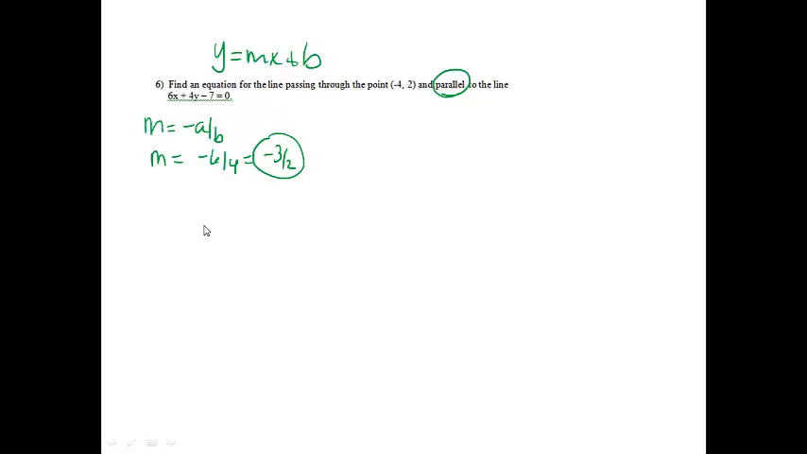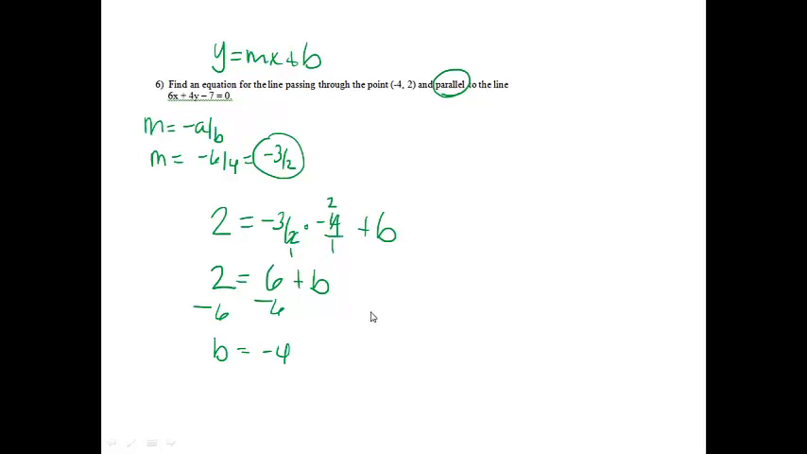And then when I do the y equals mx plus b, 2 will be my y, m is negative 3/2, negative 4 is the x, plus b, and I'm going to put a 1 underneath that 4. So I'll get 2 equals, I'm going to cross cancel the 2 and the 4 here, so I'm going to end up getting positive 6 plus b. I'll subtract 6 from both sides, I'll get b equals negative 4, so my final answer is going to be y equals negative 3/2 x minus 4.